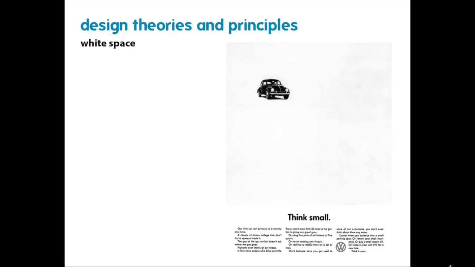And then I like to show this as an example of really successful use of white space. This is a Volkswagen ad from the 60s, and you can see that they're really using all of that white space to their advantage to highlight how small the car is.